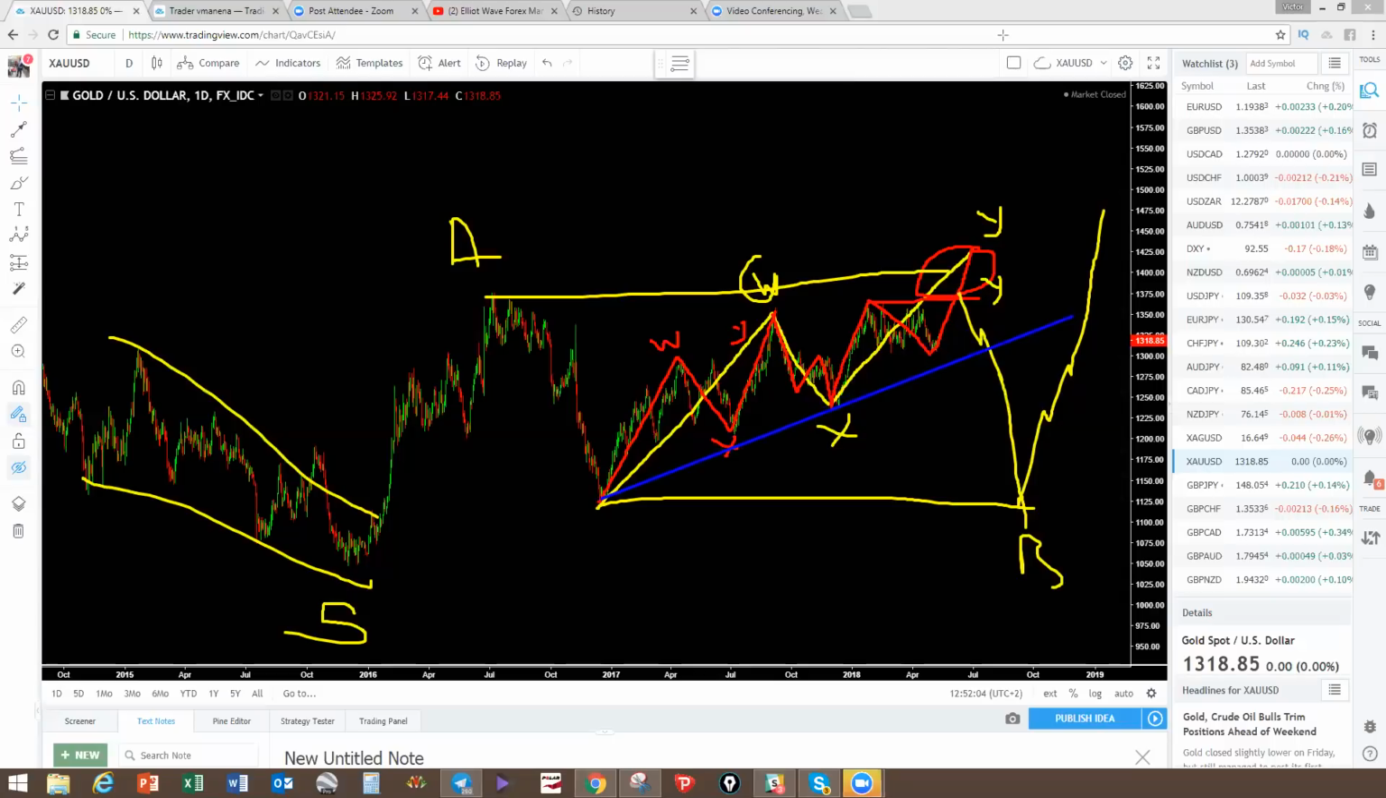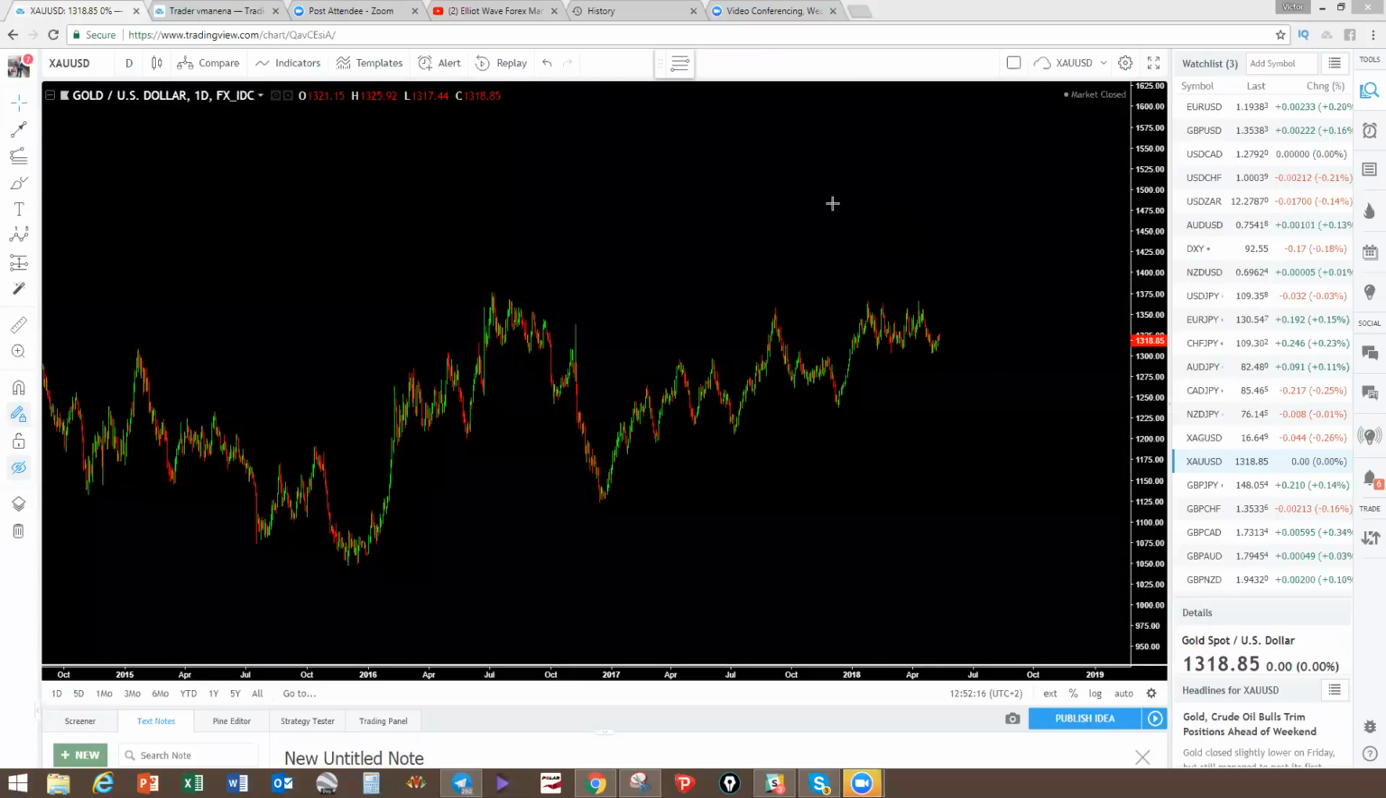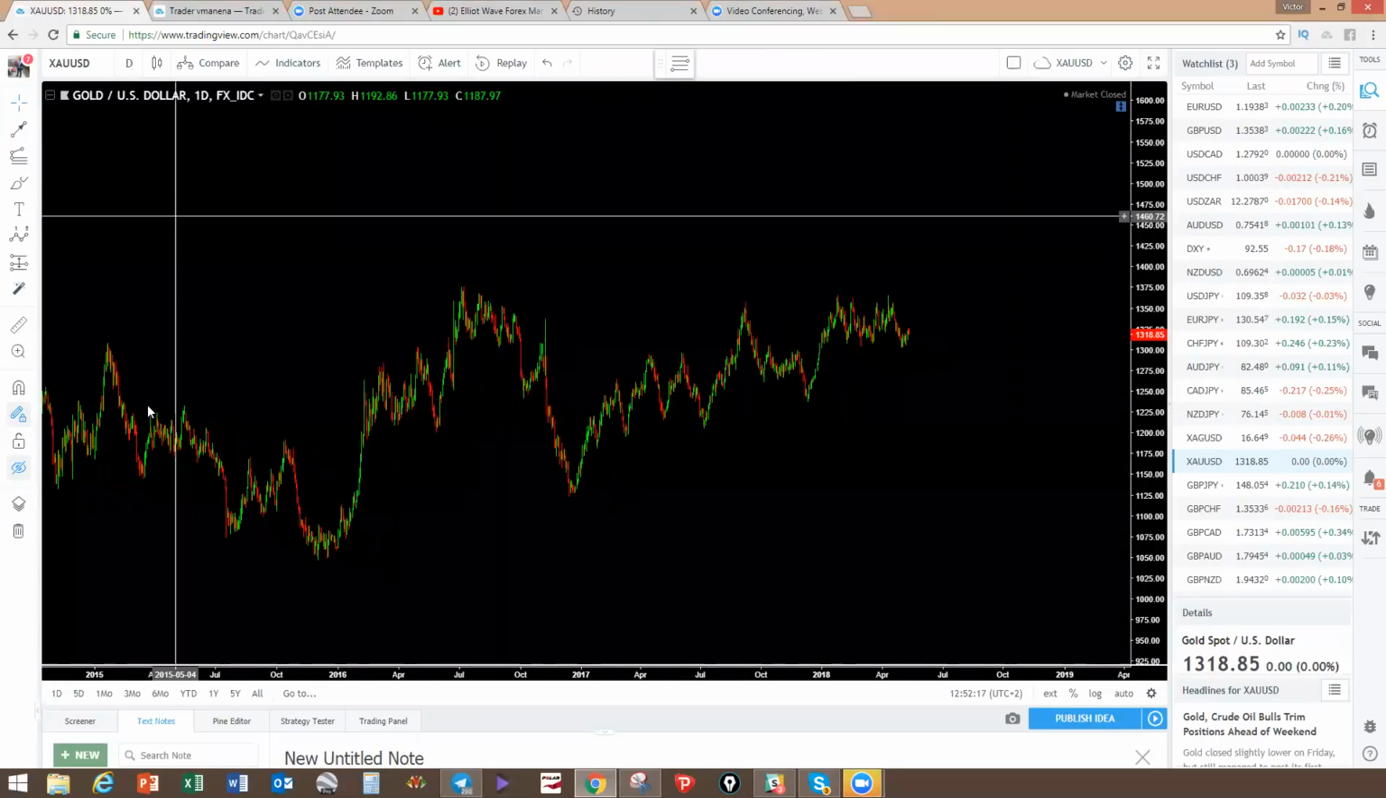Okay, but before we do that, the market does not move in a straight line. Let's clean this up a bit. The market does not move in a straight line. So I'm going to look into this corrective structure here now and see how this is playing out. So you see the bias there is upside on this one.